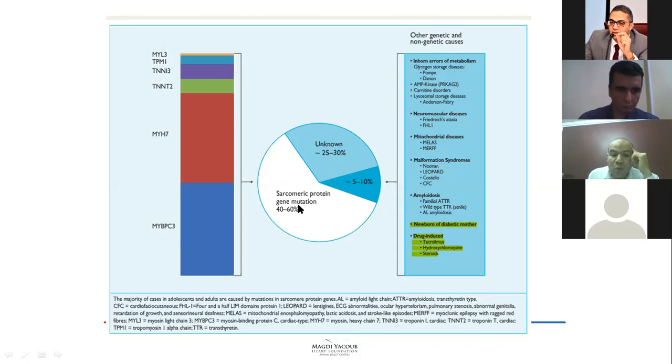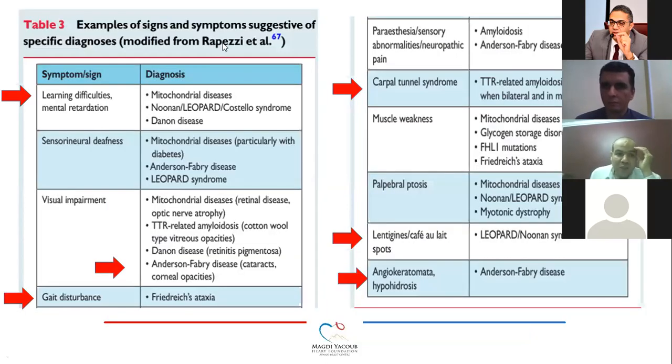I'd like to comment also that the most prevalent gene mutations in the sarcomere protein genes are the myosin heavy chain and myosin binding protein C. And during the clinical examination of the patient, we should give attention to other features, signs and symptoms that suggest a specific diagnosis, as we just said. For example, if the patient has learning difficulties, this may suggest Danon disease or Costello syndrome. If the patient has corneal opacities, it may be Anderson Fabry's. If the patient has carpal tunnel syndrome, it may be amyloidosis.